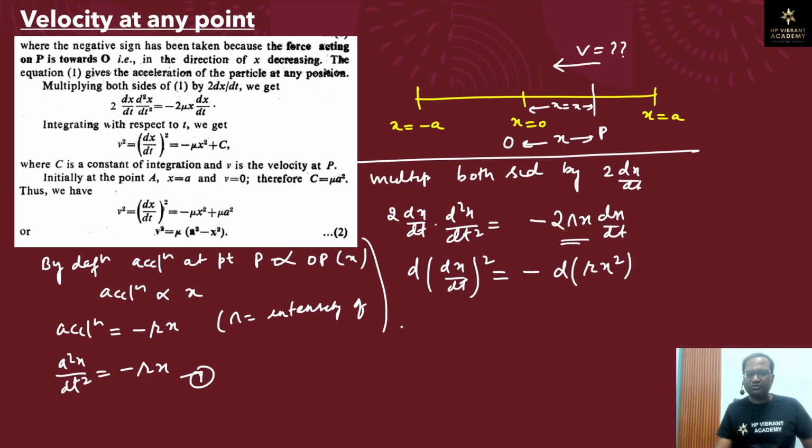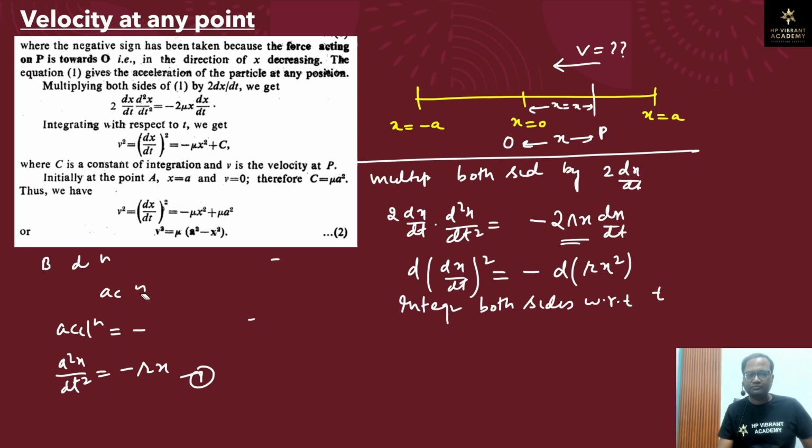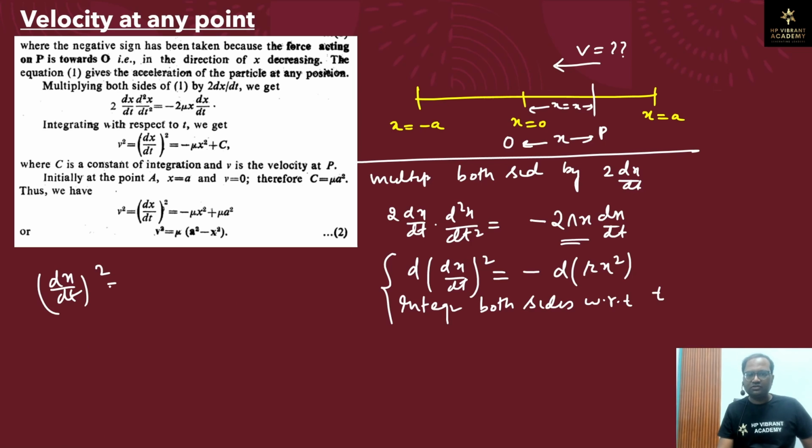So let us integrate both sides with respect to t. What will we get on integration? On integration, we get (dx upon dt) whole square is equal to minus mu x square plus c.